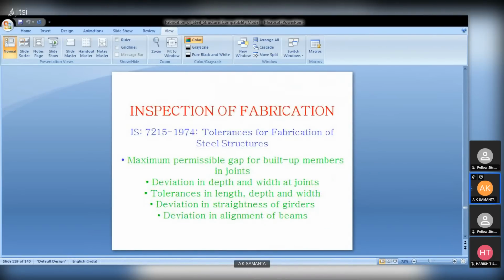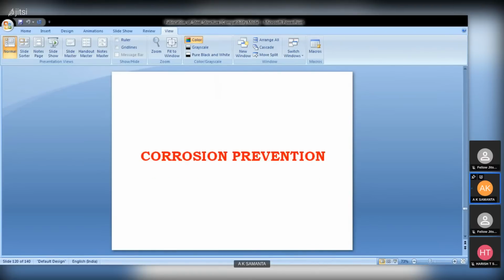Then inspection of fabrication. When fabrication is being carried out, as you asked in the morning, a number of times you will be asked exactly what we should inspect during fabrication and what we should not inspect. Normally fabrication is inspected based on experience, but IS 7215 is there to give you the guideline for inspection of steel structure fabrication, and what tolerance levels we should accept during welding and bolting. So IS 7215 is the relevant code that will be useful for fabrication.